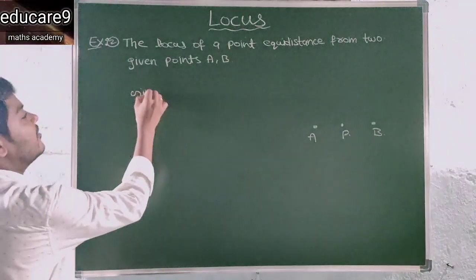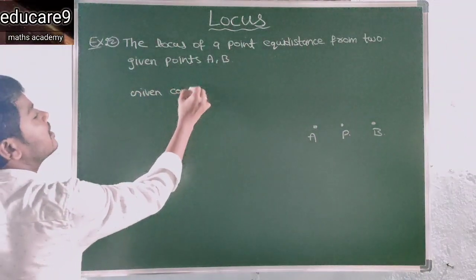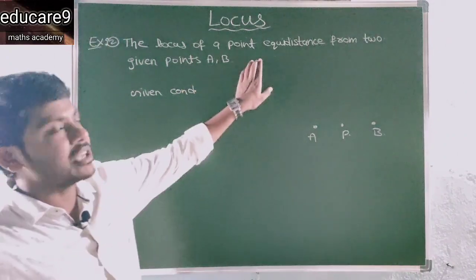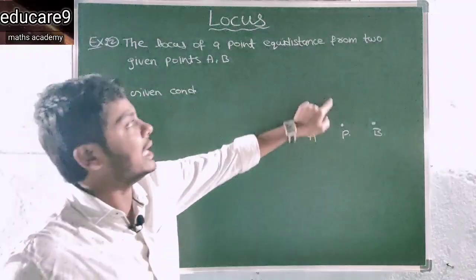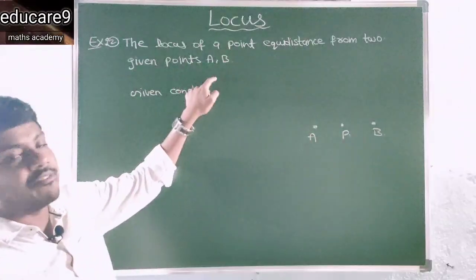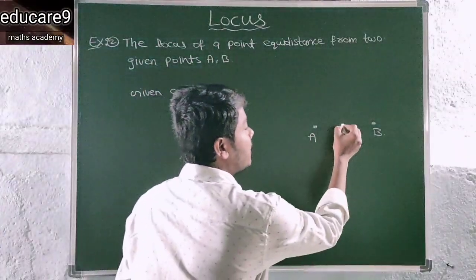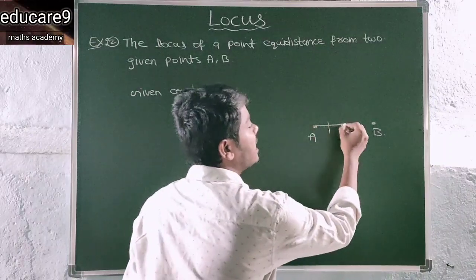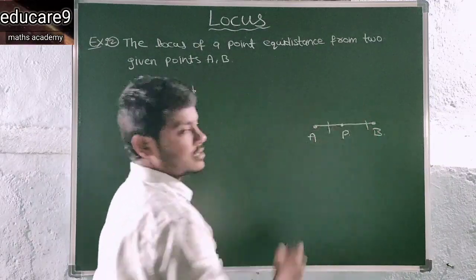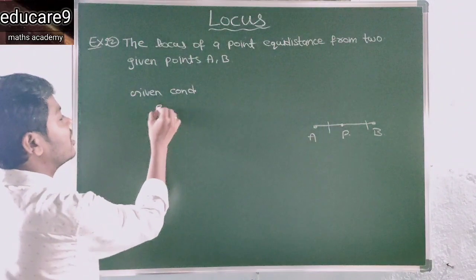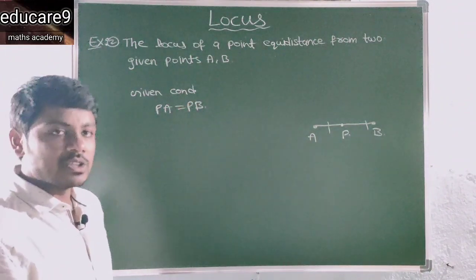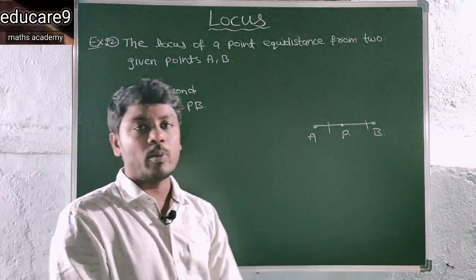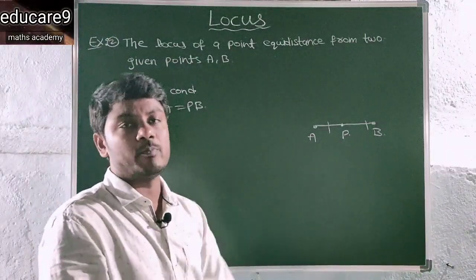Here what is the given condition? See here, the given condition is the locus of a point, means P, that P is equidistant from two given points. Means the distance from P to A is equal to the distance from P to B. So that is the given condition. So PA is equal to PB. So clearly you know that P is the variable point, so it is moving in a plane.